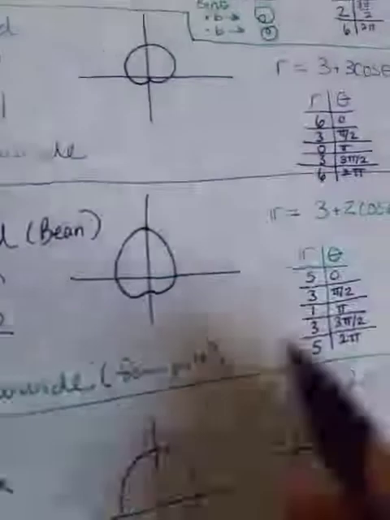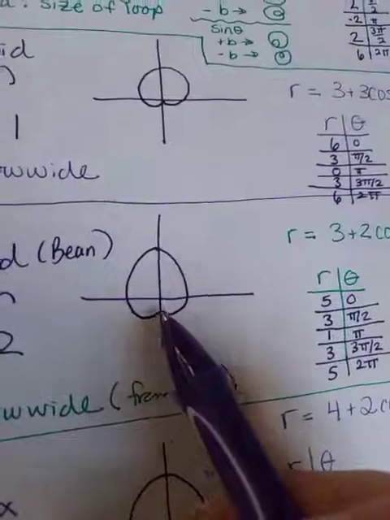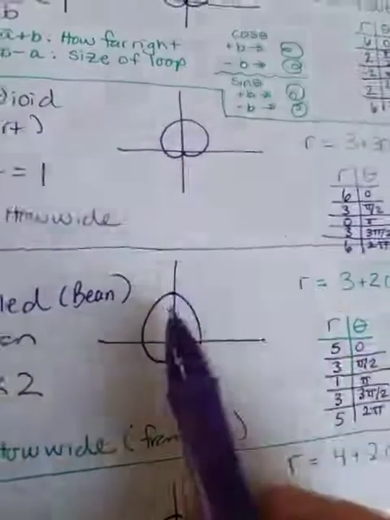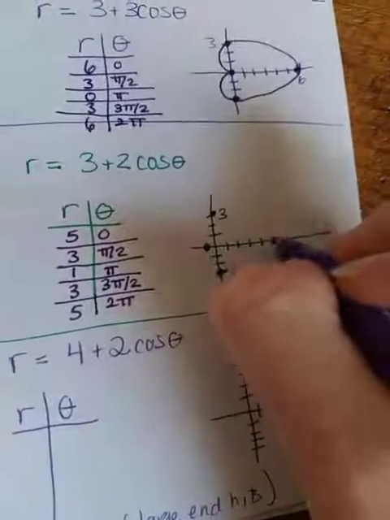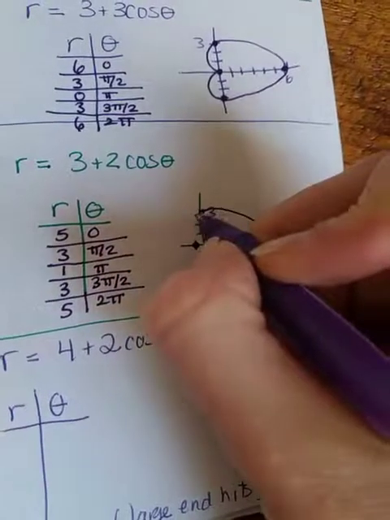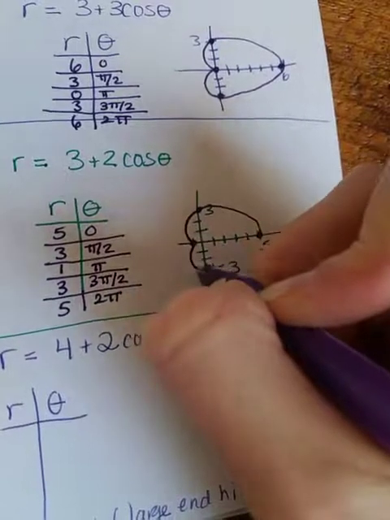3 pi over 2 is at 3, so it stays down here, and then we come full circle again. So again, this is the bean shape. It has a little bit less pronounced of a dip. Make sure you show that in your graph. Let's see how well I can do it. You can laugh at me. It's pretty good.